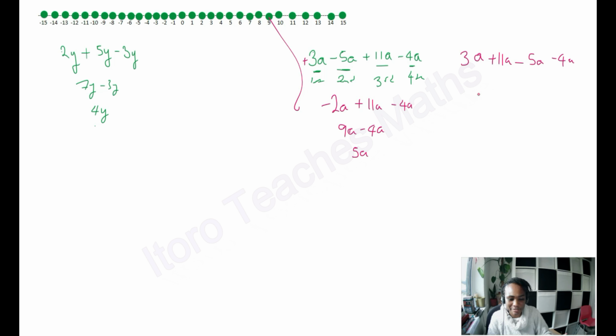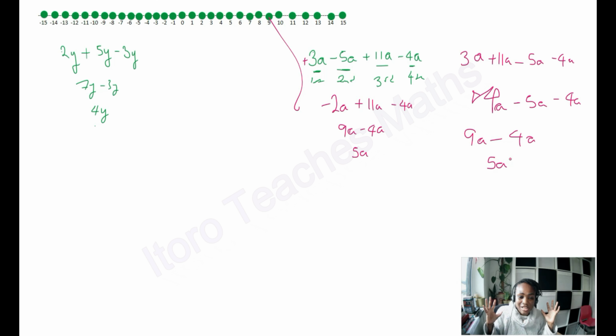So 3 plus 11 is 14. Oh, my pen's not very good. Minus 5a minus 4a. So 14 minus 5 is 9a. That's easy to do. Minus 4a. So 9 minus 4 is 5a. So we end up in the same place. So the idea of this is just to condense everything down to one term, all the like terms down to one. And this is how you can do it, either by rewriting it to make it a bit more intuitive, or just use the number line.